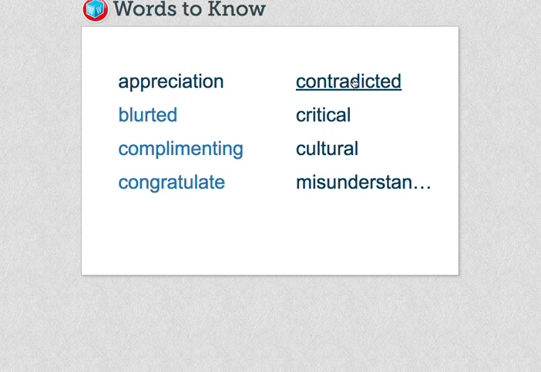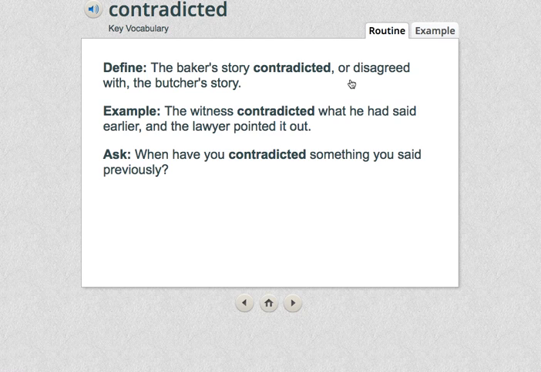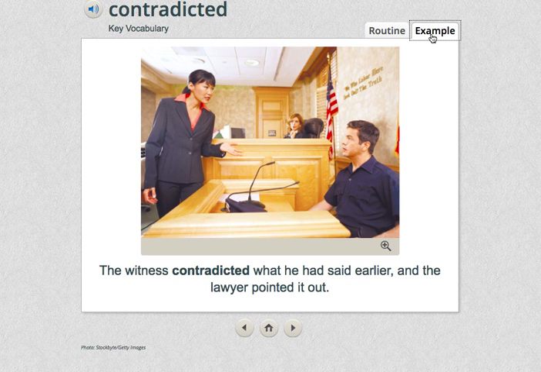Word number 5, contradicted. The baker's story contradicted or disagreed with the butcher's story. So to contradict is to disagree. For example, the witness contradicted what he had said earlier, and the lawyer pointed it out. So he said something opposite of what he said earlier.